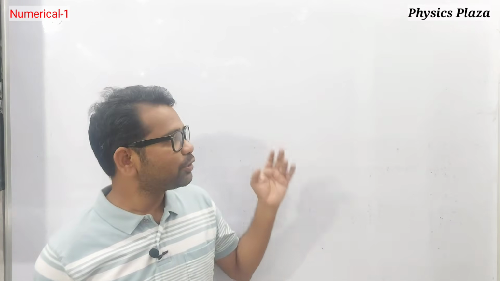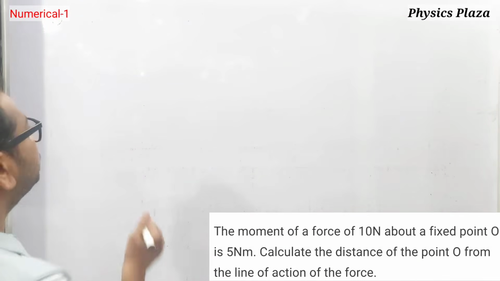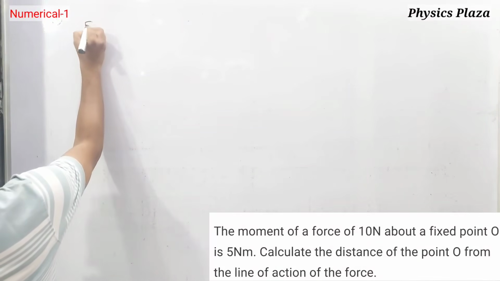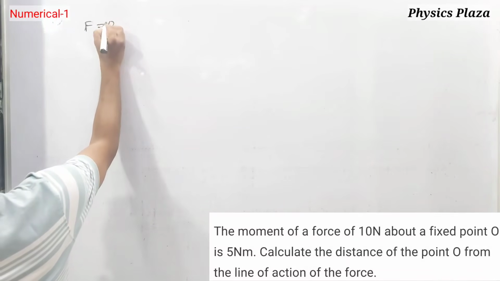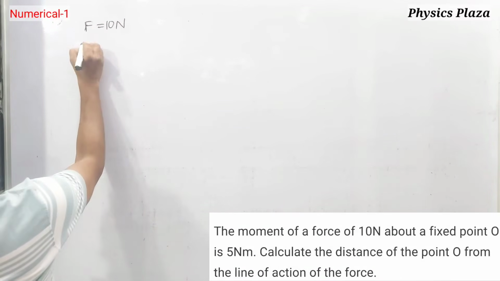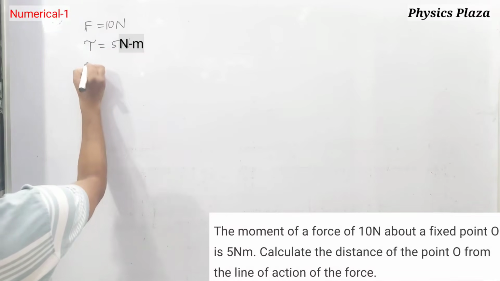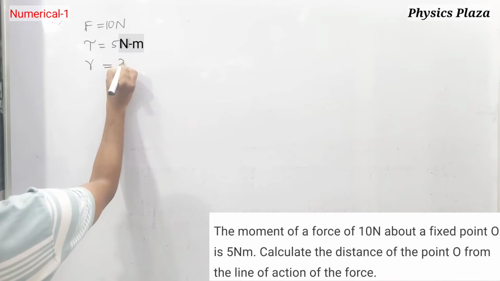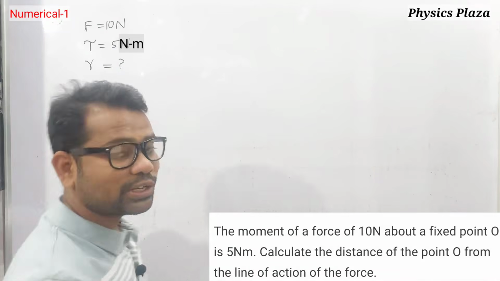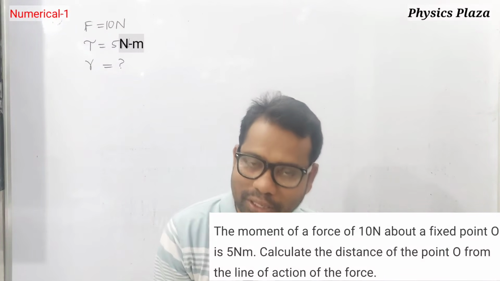So the first numerical you can see even on the board, children. As per the question, the force is given, that is 10 newtons, and the moment of force is given, that is 5 newton metres. They are asking us to calculate the perpendicular distance. To solve this numerical, children, the first formula is very important. Children, can you solve this numerical?